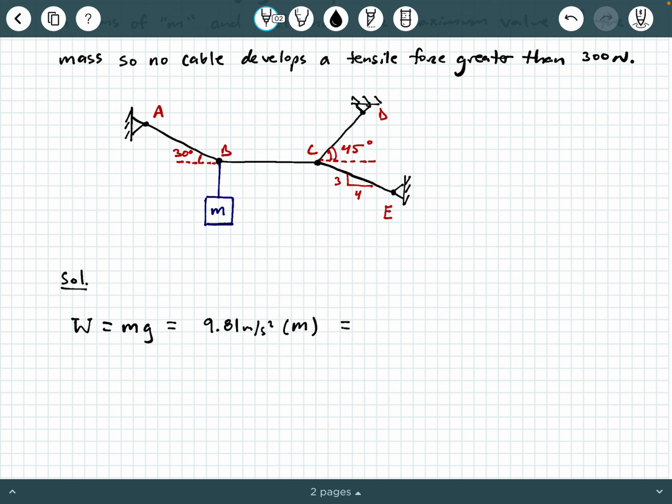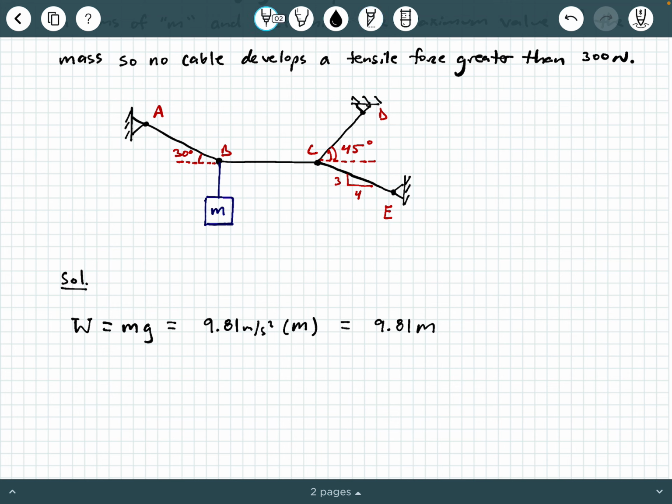Now, I'm going to leave off the units for my intermediate calculations just to help me keep track of things a little bit better. But just know that this 9.81 carries the units of meters per second squared, and this m right here is the mass that we don't know right now. So now I've got this weight hanging from B that's equal to 9.81 m.